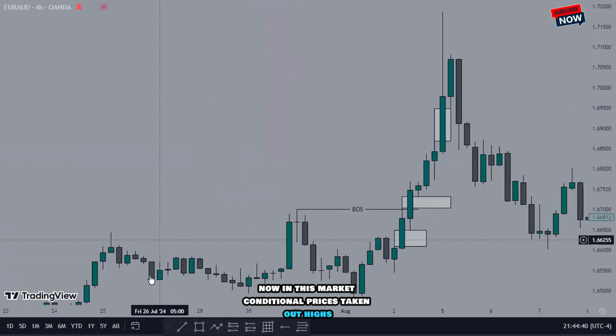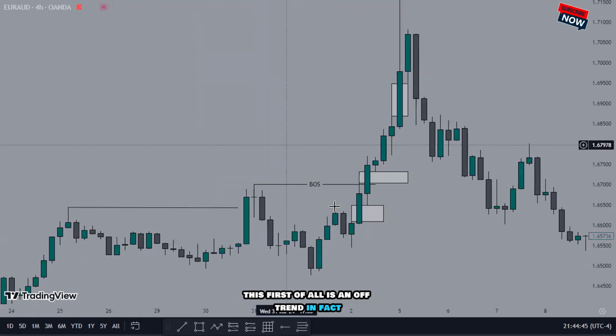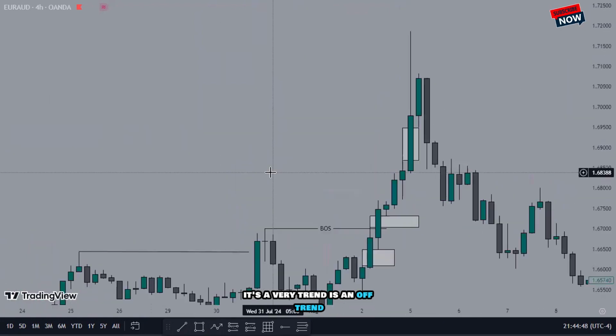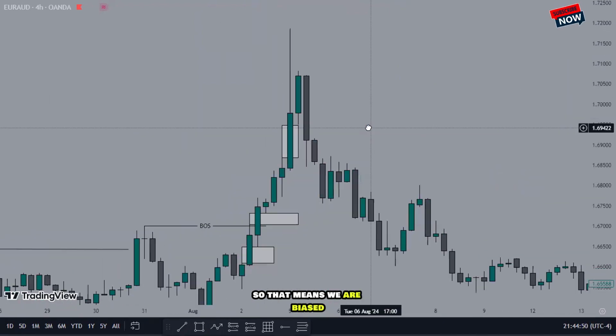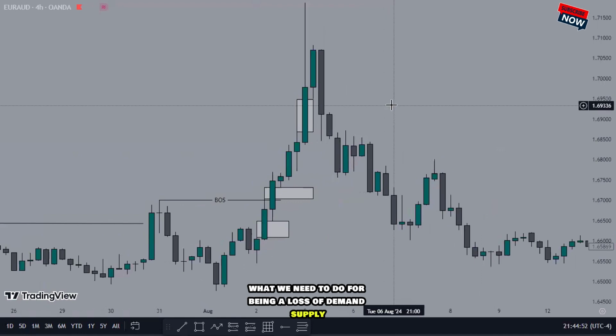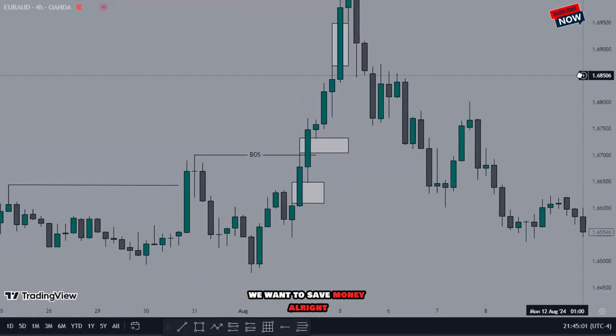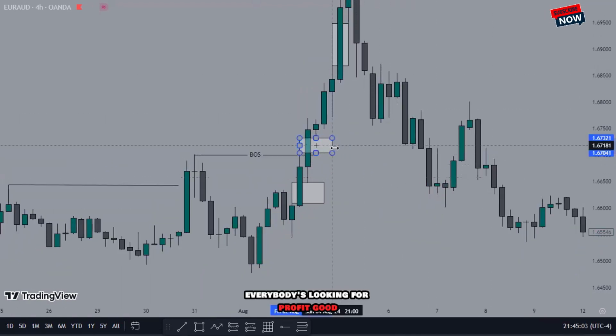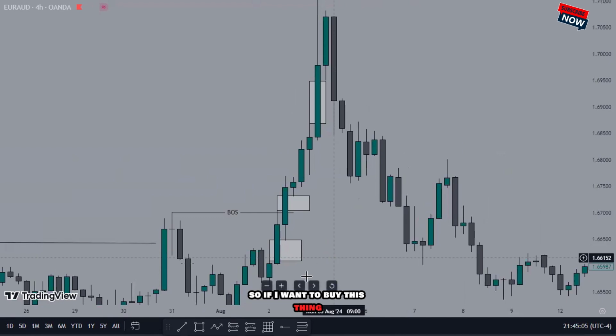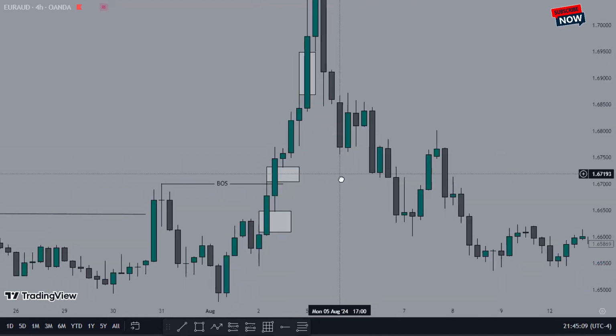Now, in this market condition where price is taking out the highs, this first of all is an uptrend. If I identify the trend to be an uptrend, that means we are buyers. And when we are buyers, what do we need to do? Obeying the laws of demand and supply, what are we supposed to do? When we're buyers, we're looking to buy the market as low as possible because we want to save money. Everybody's looking for profit.